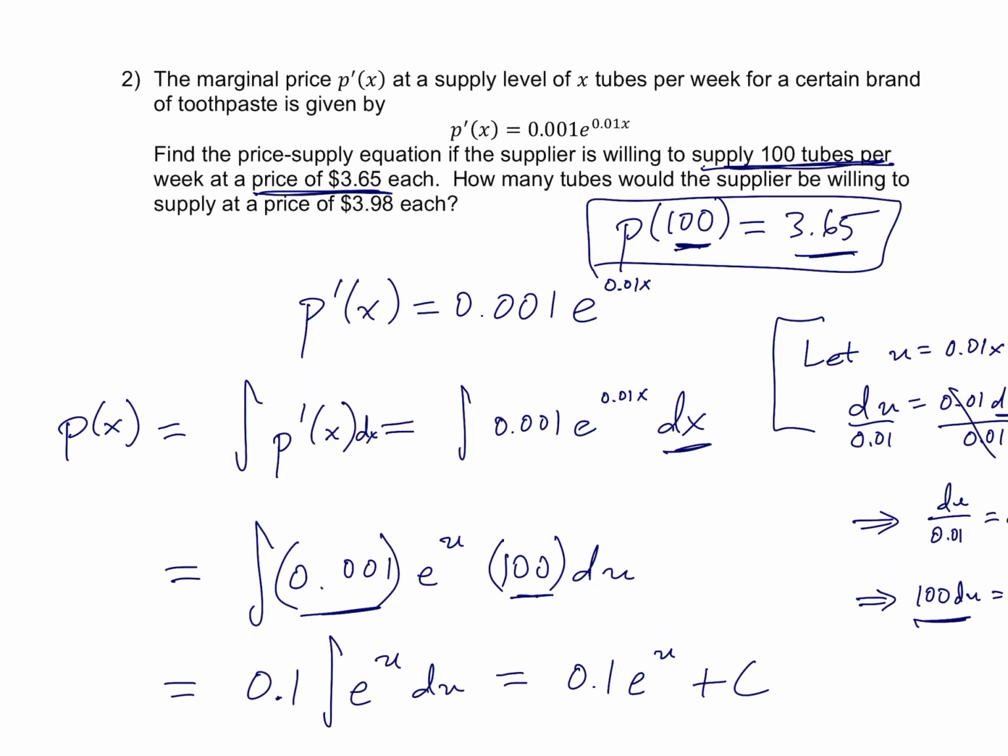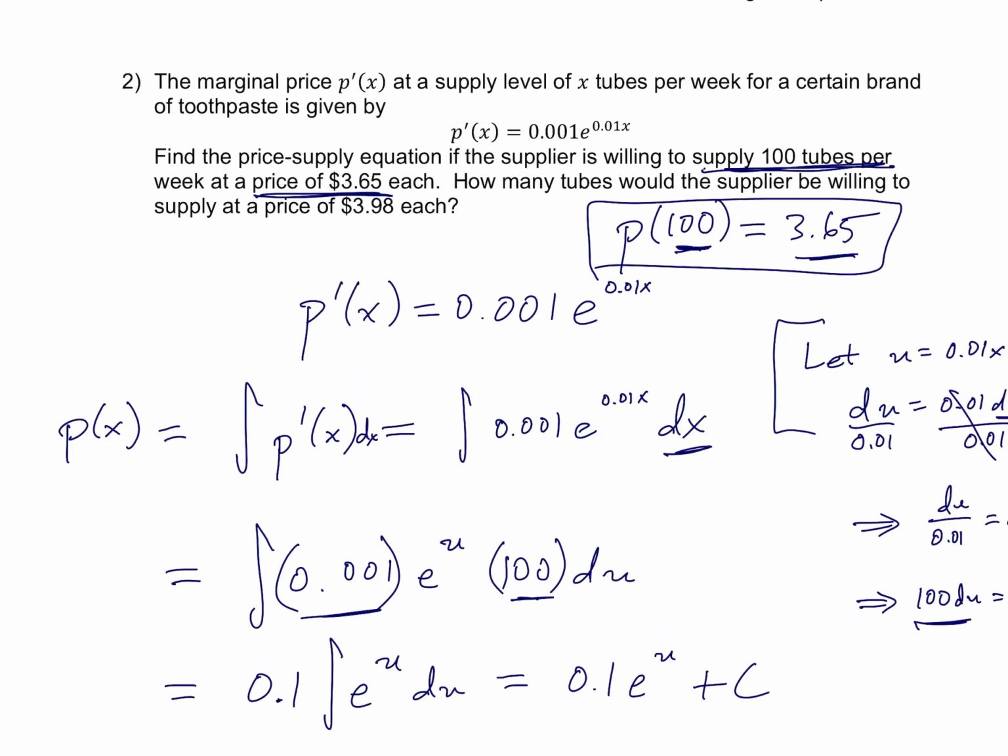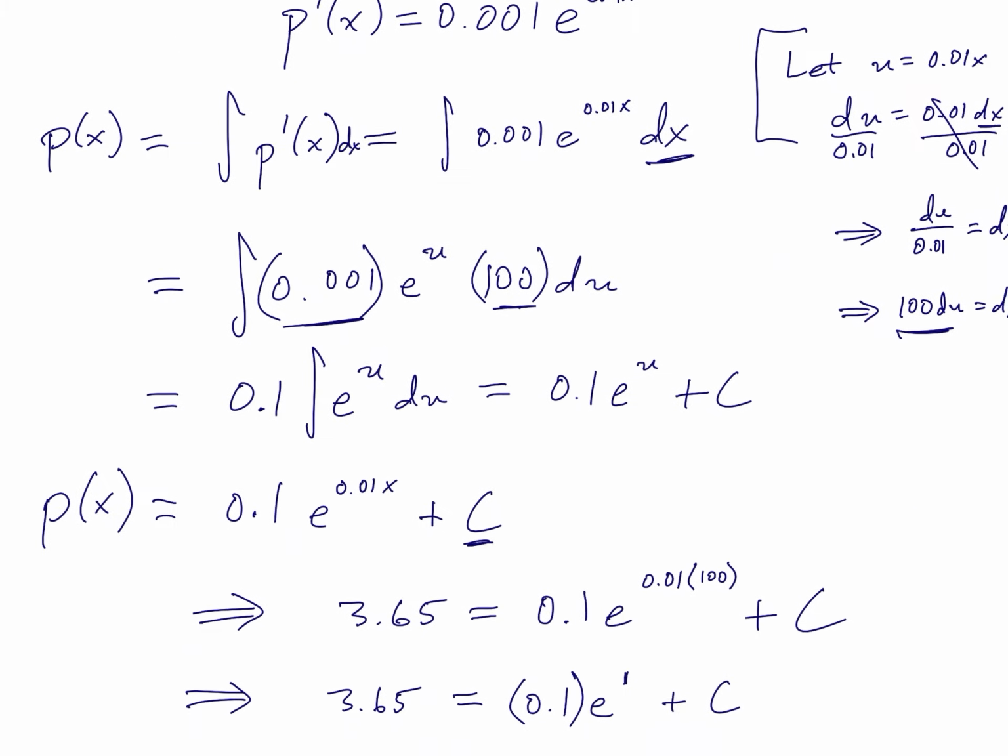And now to answer the rest of it, remember that what we were looking for is first the price supply equation. That's what we just found. And then lastly, we need to know how many tubes the supplier would be willing to supply. So in other words, what's the x value whenever the price is $3.98.